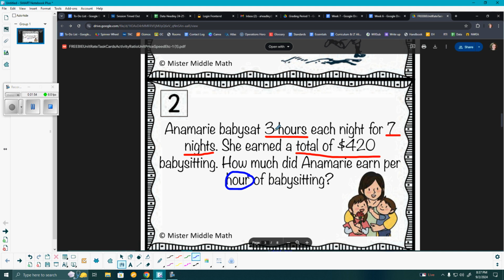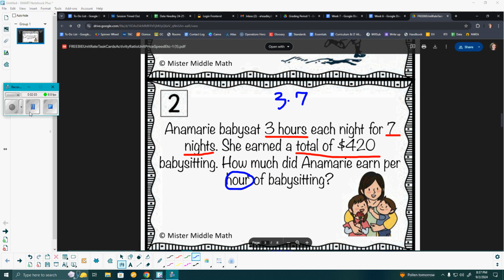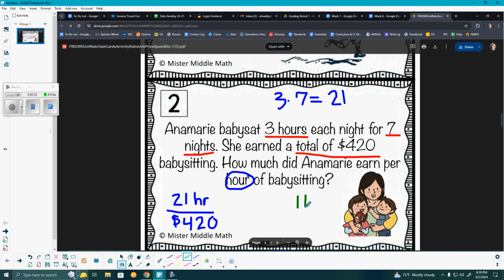So we know that she worked 3 hours for 7 nights. So we're going to do 3 times 7, which equals 21. So we know that she babysat for a total of 21 hours. And she earned a total of $420. So I've written that as my beginning rate. Now I need to divide to get how much money she's making per 1 hour.